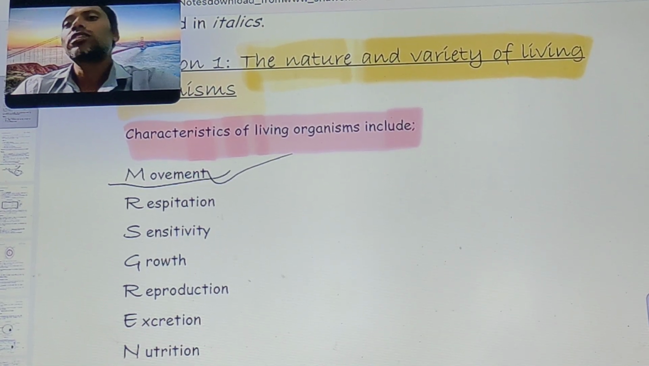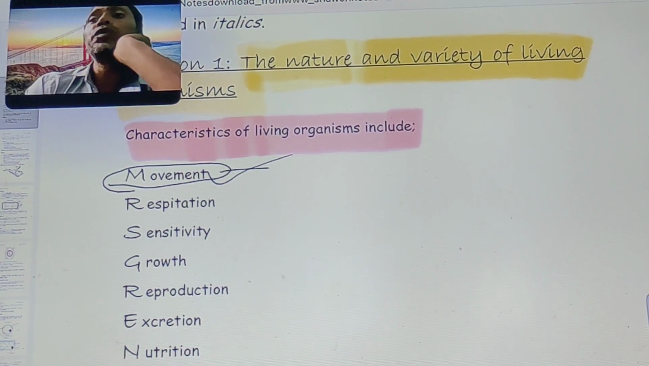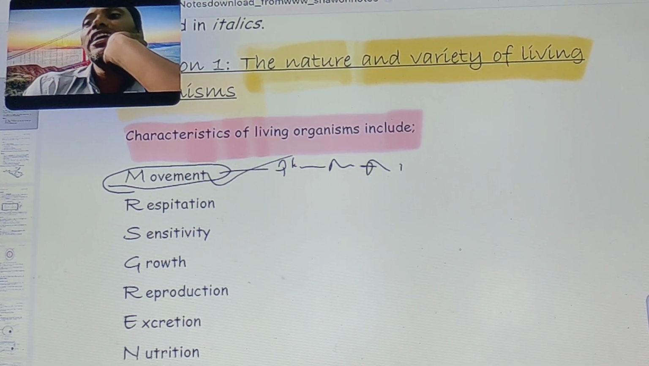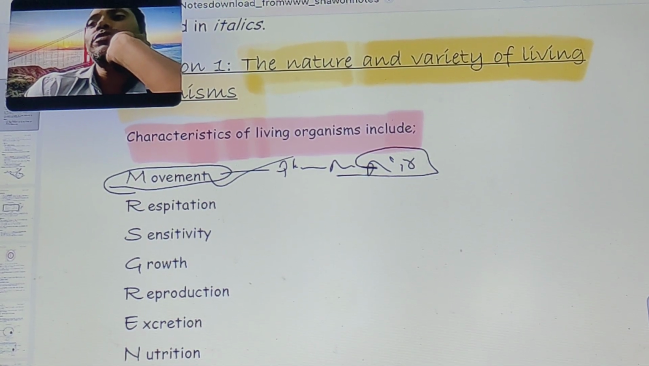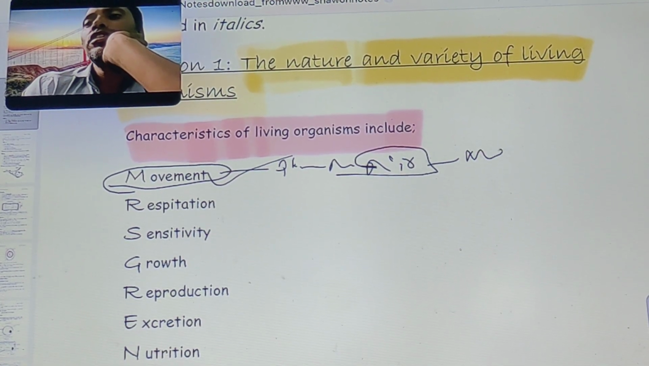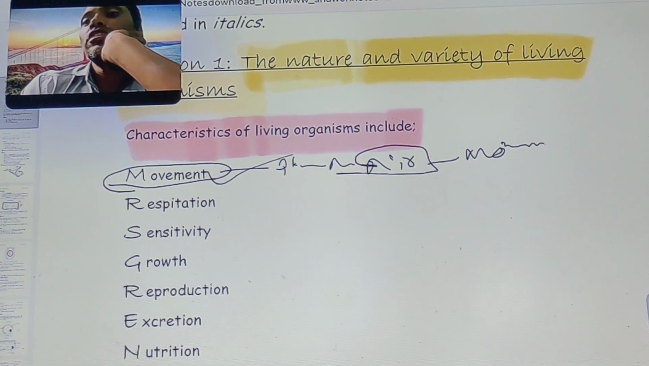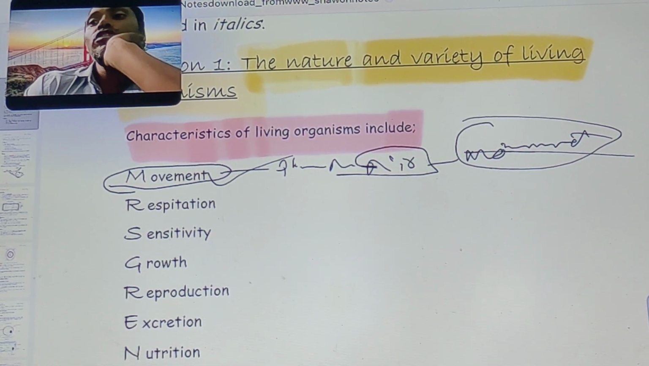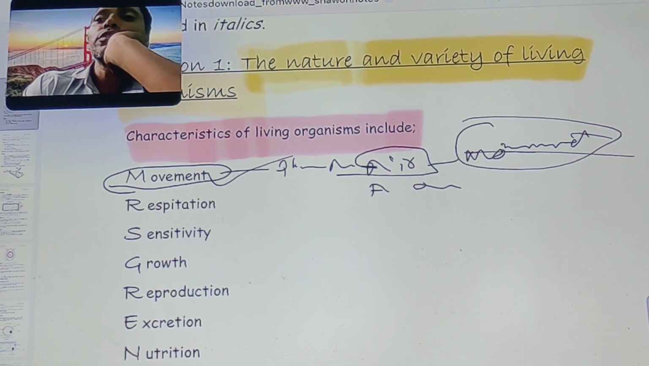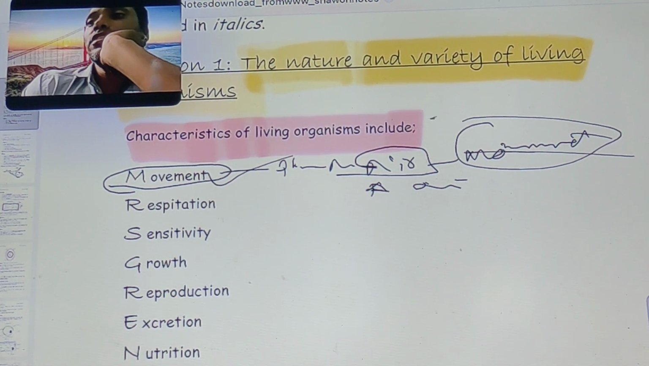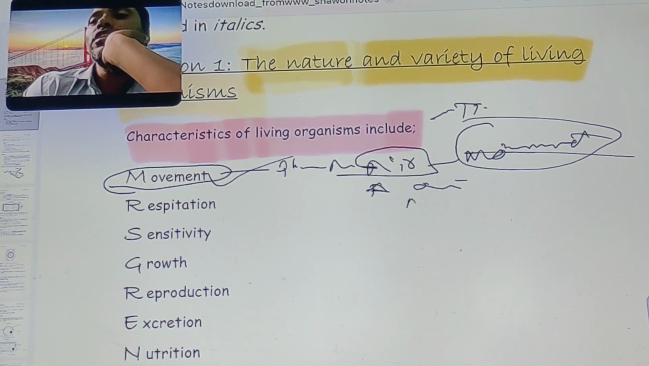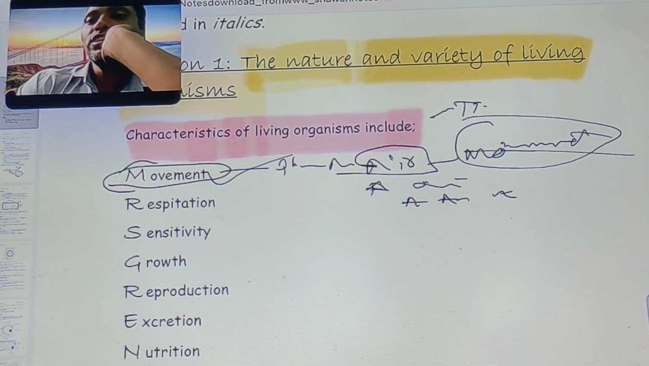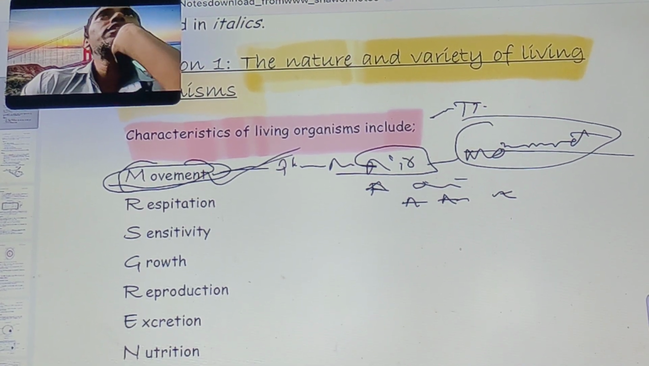Whatever is moving. Plants also move when air comes or when someone disturbs the plant, so movement also occurs in plants. But it does not move from one place to another place. Animals go from one place to another, but movement here is one of the characteristics of living organisms.